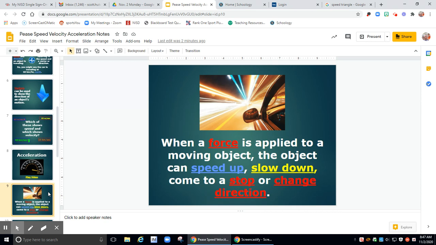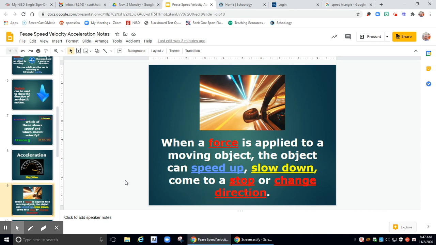Now, we talked a little bit about this last week because the A in force equals mass times acceleration is acceleration. So when a force is applied to a moving object or to a stationary object, that object can either speed up, slow down, come to a stop, or change direction. All of those things are a form of acceleration. It doesn't just have to be about speed. It could just be about changing direction. So acceleration is any change in motion. Any change in motion. Okay?